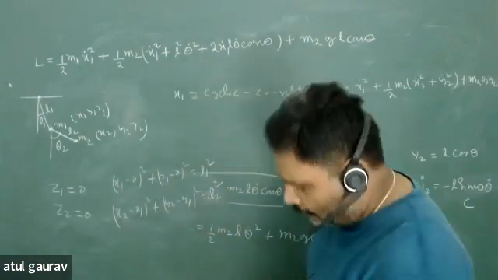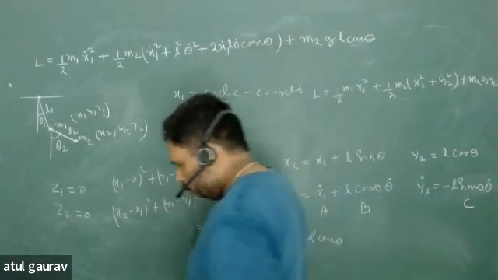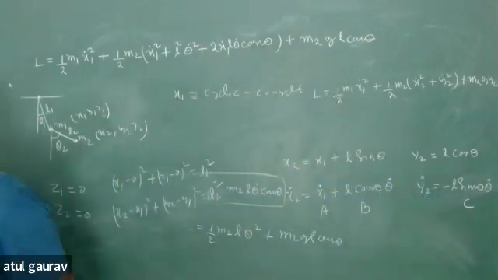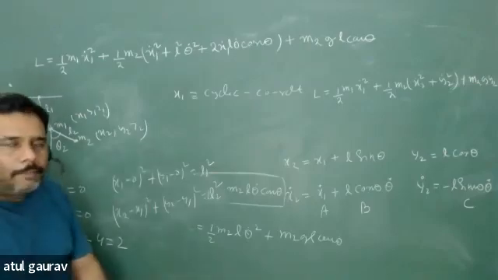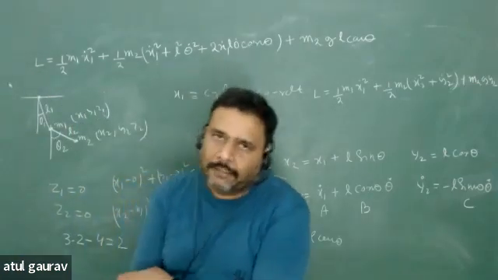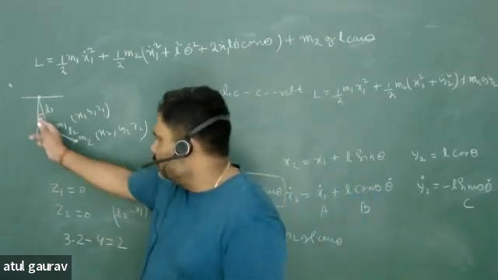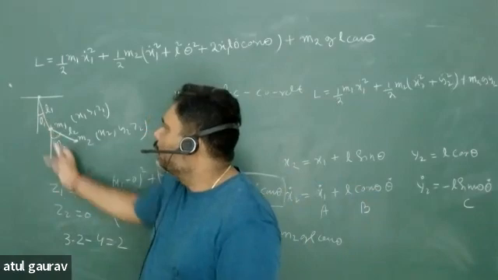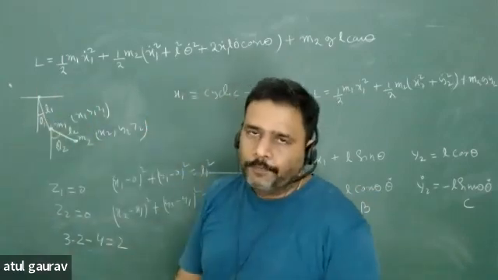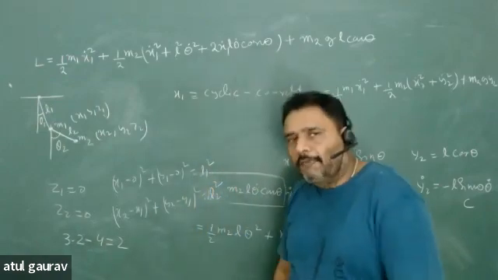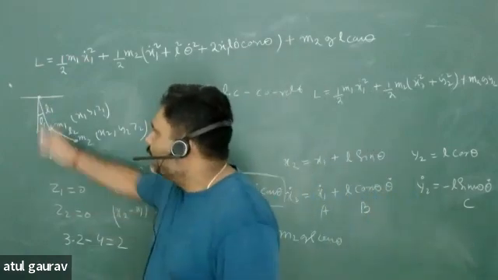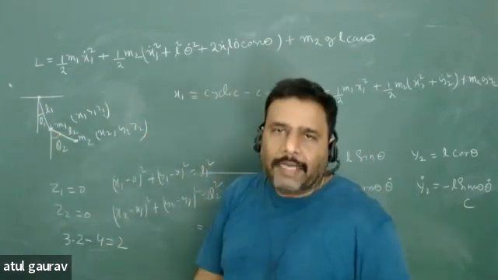Now, how many degrees of freedom are there? So 2 degrees of freedom. Why? Because 3 into 2 minus 4 is equal to 2 d.o.f. So 2 degrees of freedom means you want to solve the problem with the help of 2 generalized coordinates. Now I can conclude that theta 1 and theta 2 are the 2 generalized coordinates, and that can be measured from the vertical. From where did I get this intuition?